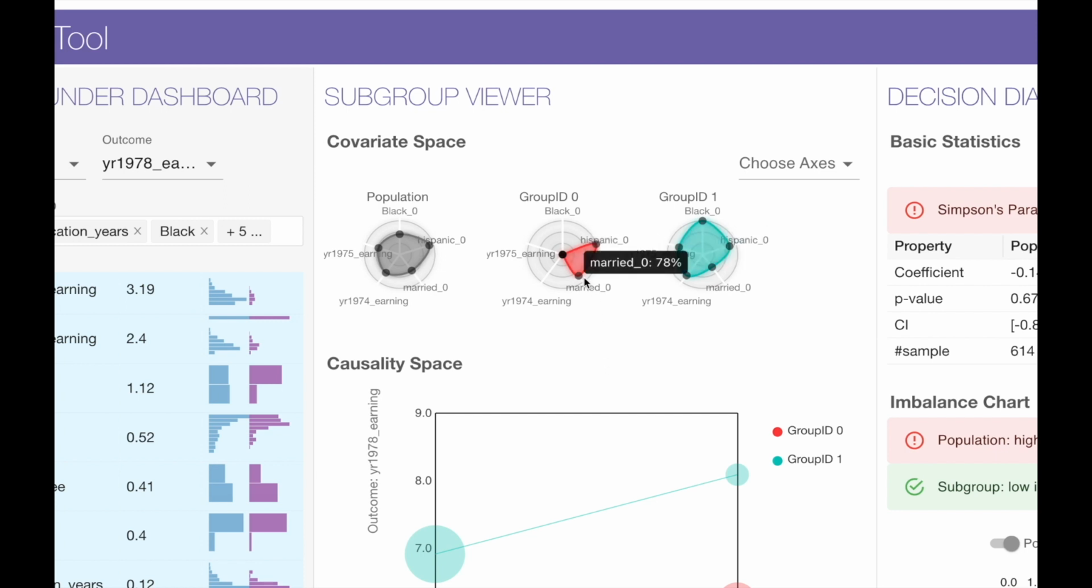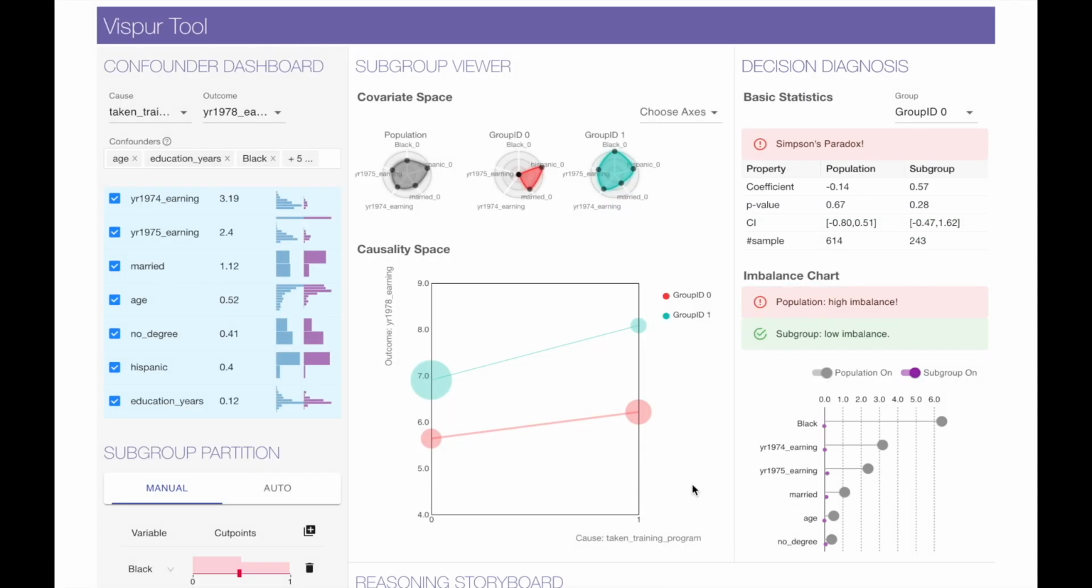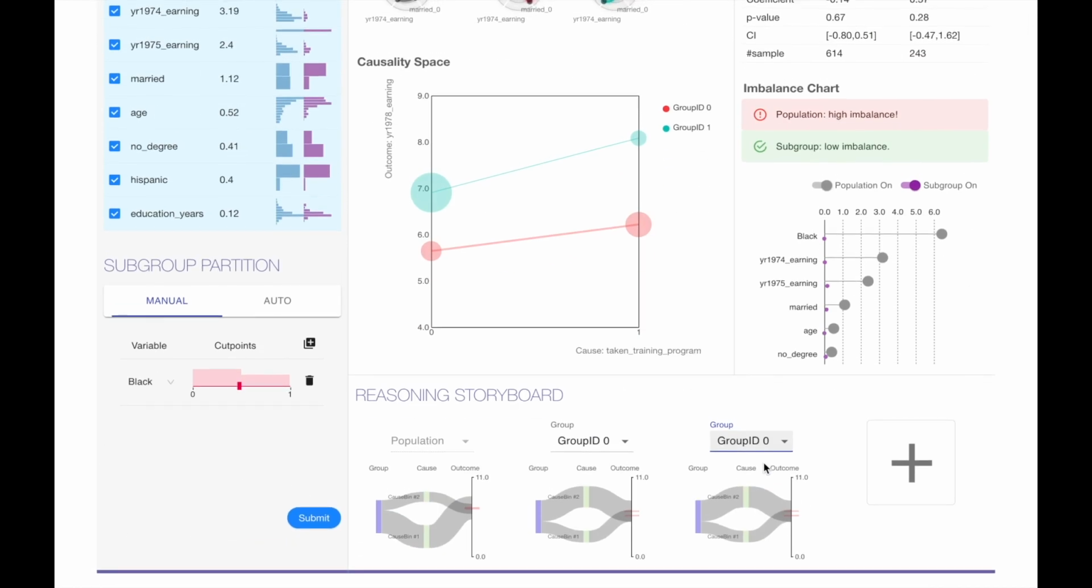As we can see, two glyphs look very different. By comparing marriage status, 78% of black individuals were single, whereas 46% of non-black individuals were single. Next, let's move to reasoning storyboard for interpretation of paradox.